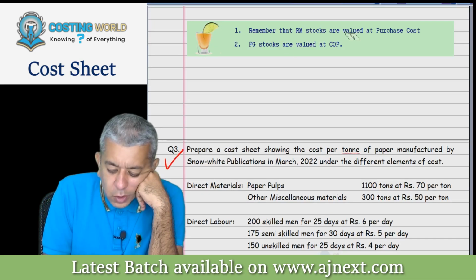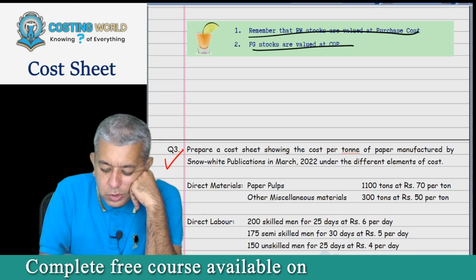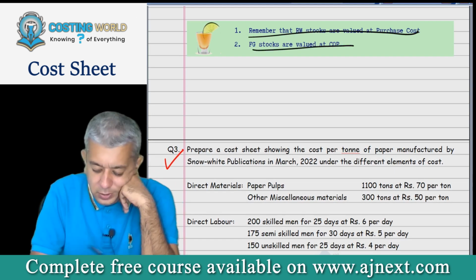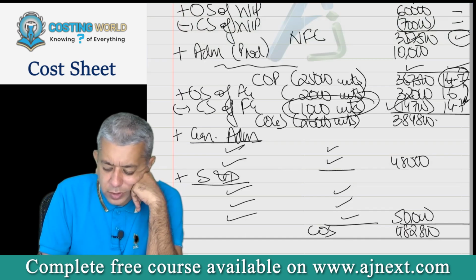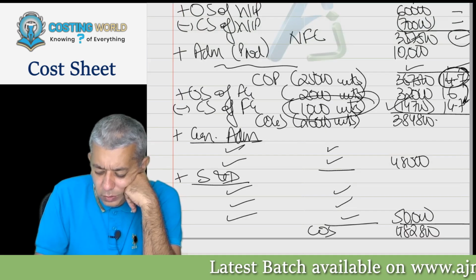Now, remember that raw material stocks are valued at purchase cost. That is what you all did also. Finished goods stocks are valued at COP. That is what you all have done also. Whenever you value finished goods stock, it is valued at 14.7.